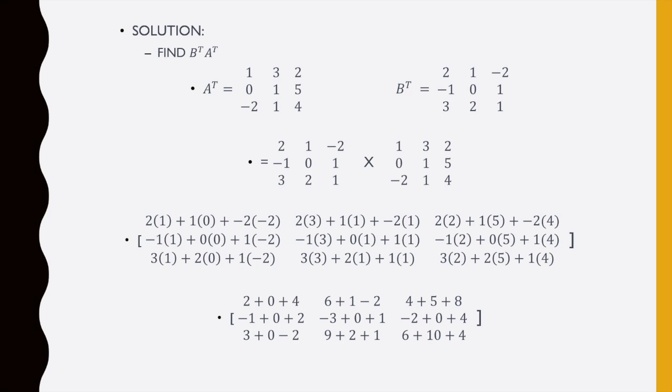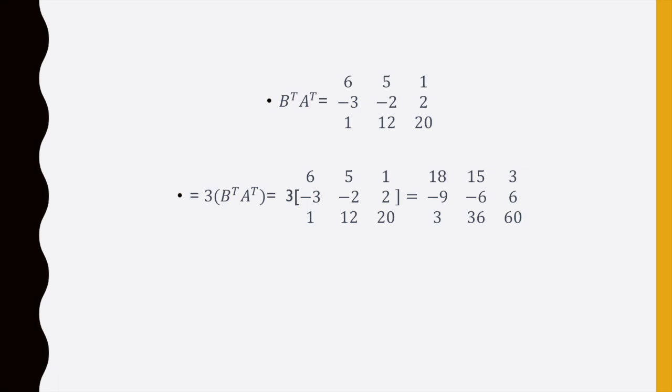Now, we get the product: 6, 5, 1, -3, -2, 2, 1, 12, and 20. We then multiply it by 3, which gives us the result of 18, 15, 3, -9, -6, 6, 3, 36, and 60.